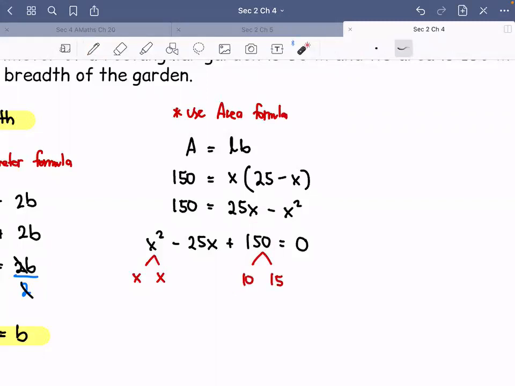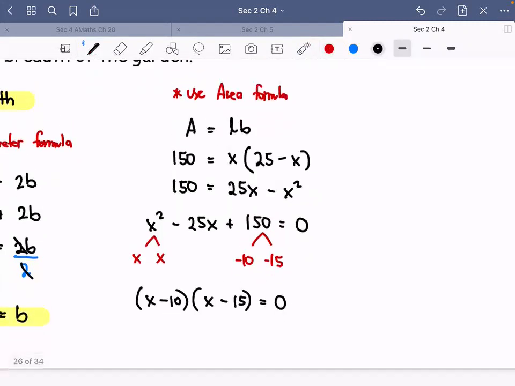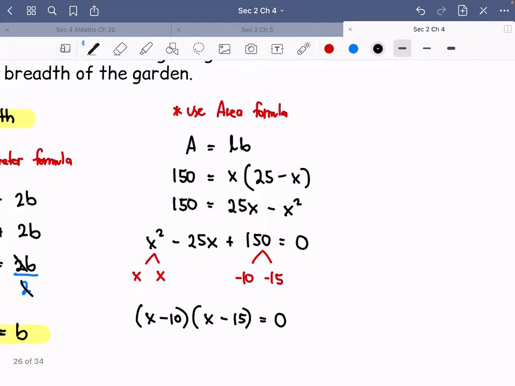And take note, both of them should be negative, right? Because negative 10 times negative 15 will give you positive 150, and then adding them will give you a negative 25. So that's it. That's our answer. So we have x minus 10 and then x minus 15 equals 0. Okay. So what are the values of our x?